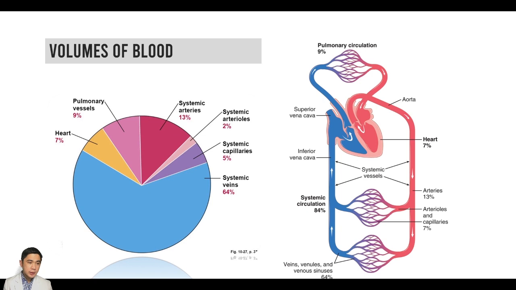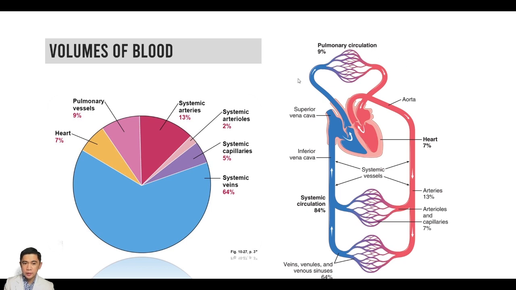In this slide, we will see the proportion of blood present at any time in the circulation. In this image, you will see that veins contain the most blood at 64%, roughly around two thirds, and the rest is shared by arteries, arterioles, systemic capillaries, heart, and the pulmonary vessels. It is again seen in this figure on the right side.